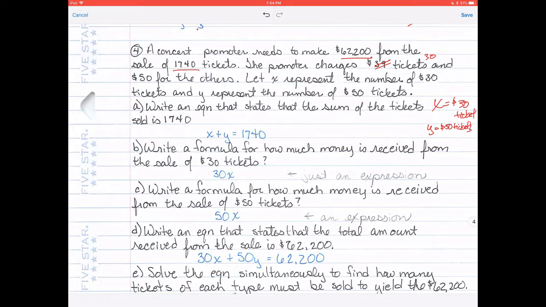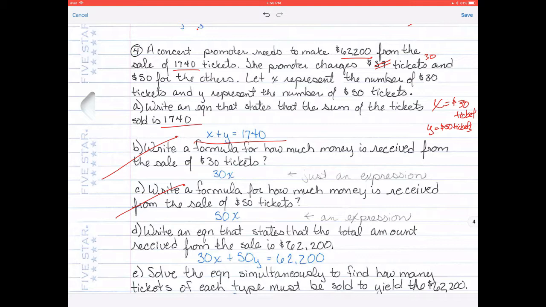All right. Then write an equation that is the sum of the tickets that equals 1,740. So there's my first one. Write a formula for how much money is received from the sale of $30 tickets. Well, that's simply this. On a test, this question would not be asked. Write a formula for how much money is received from the sale of $50 tickets. 50 times X. Again, on a test, that would not be asked. Those two are just simply expressions to help you write part D.